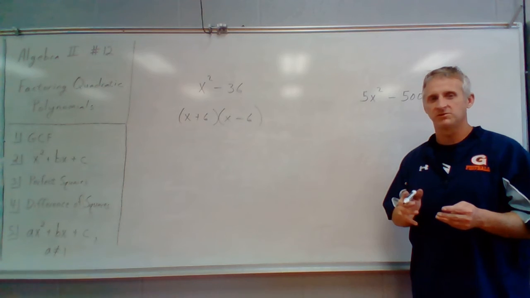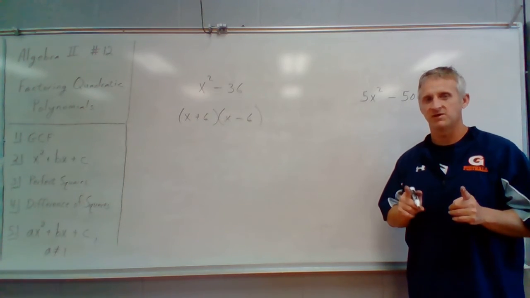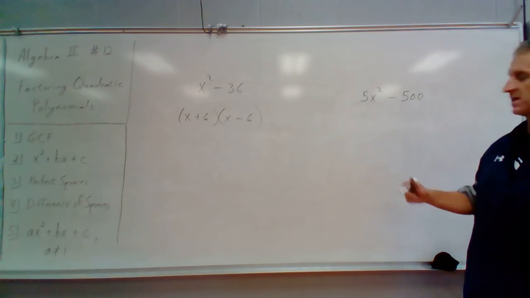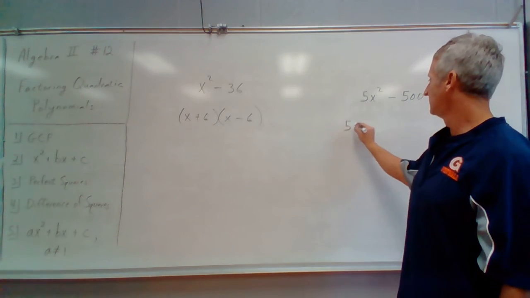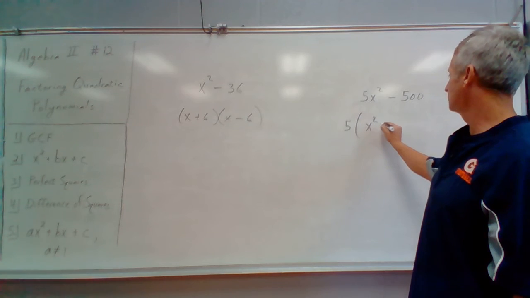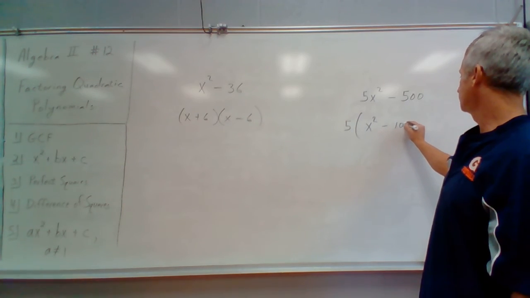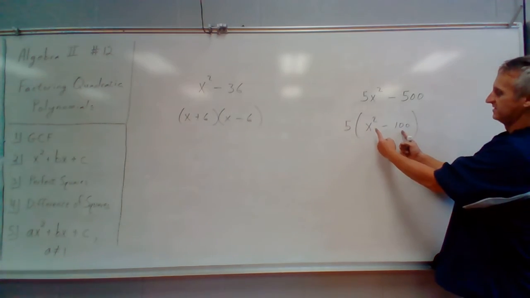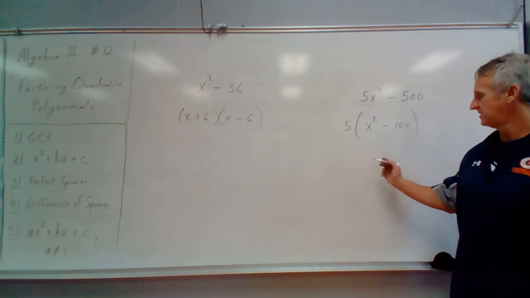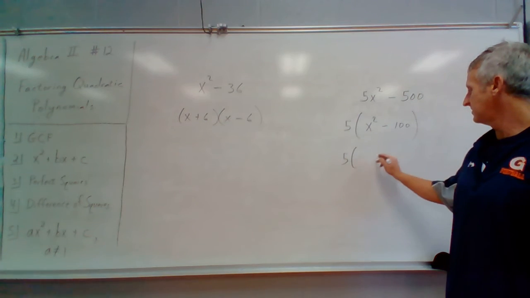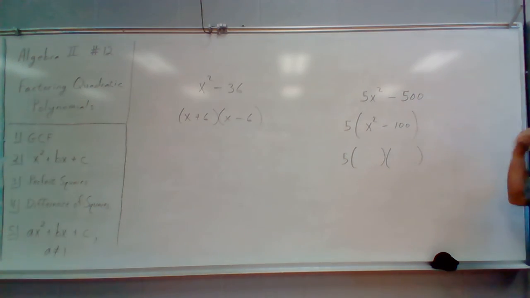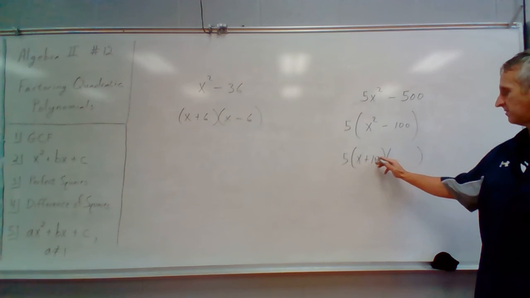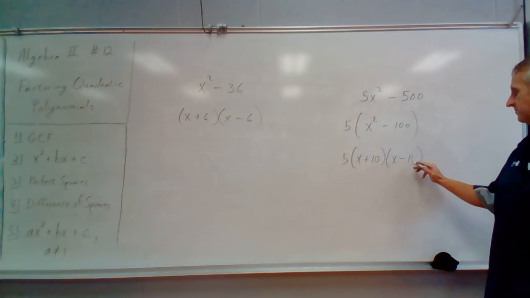But what should we always look for first? See if there's a greatest common factor. Is there a GCF here? Yes, there is. I can pull out a 5. So I'll have 5 times x squared minus 100. Aha, that looks better. This is a difference of squares. Okay, so keep the 5 there. And we will factor that difference of squares into two conjugates. x plus 10 and x minus 10.